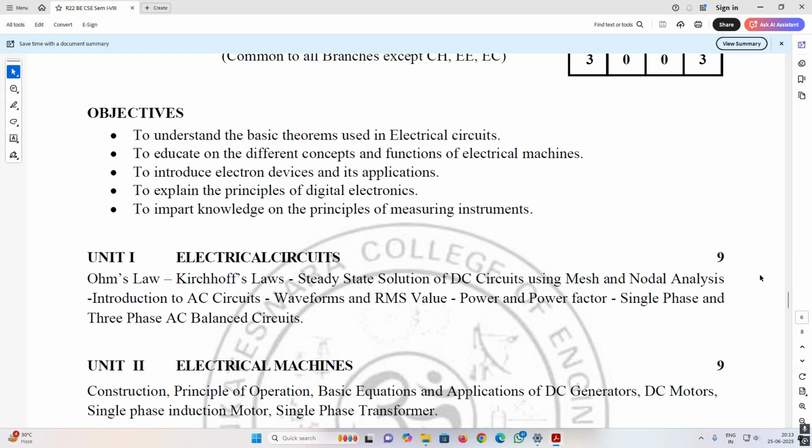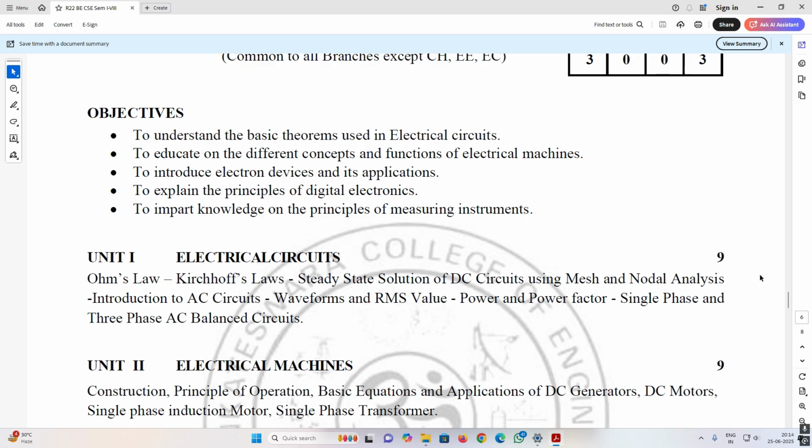Suppose you want to study that subject, or if you want to learn electrical circuits in detail, you can go through the playlist given in this channel, Triple E with Professor RKN, where you will get a very detailed explanation of electric circuits or circuit theory. So in this unit, we are going to study only fundamental concepts.